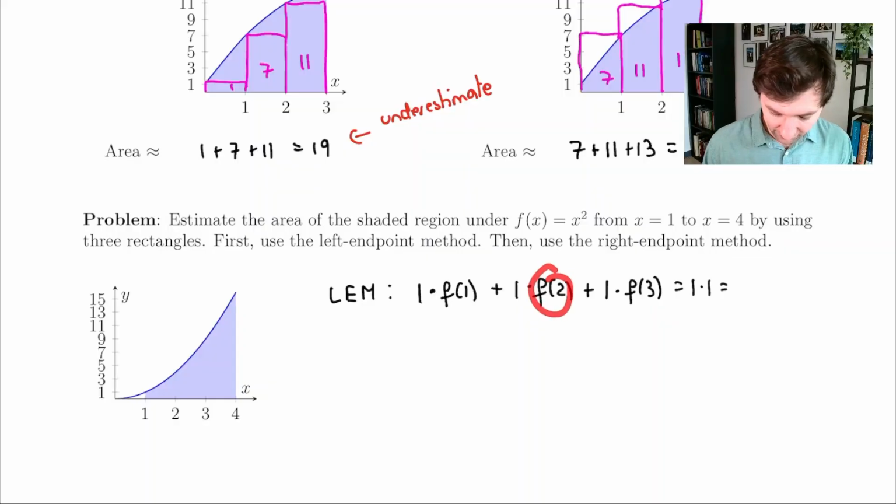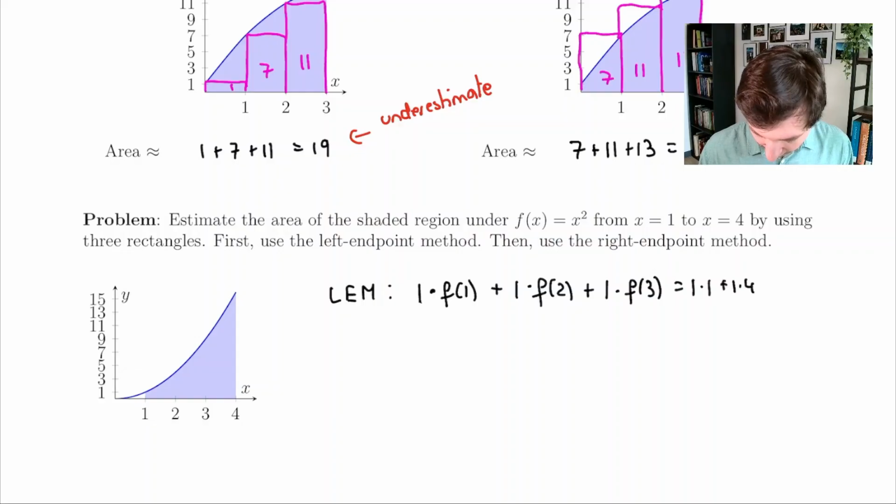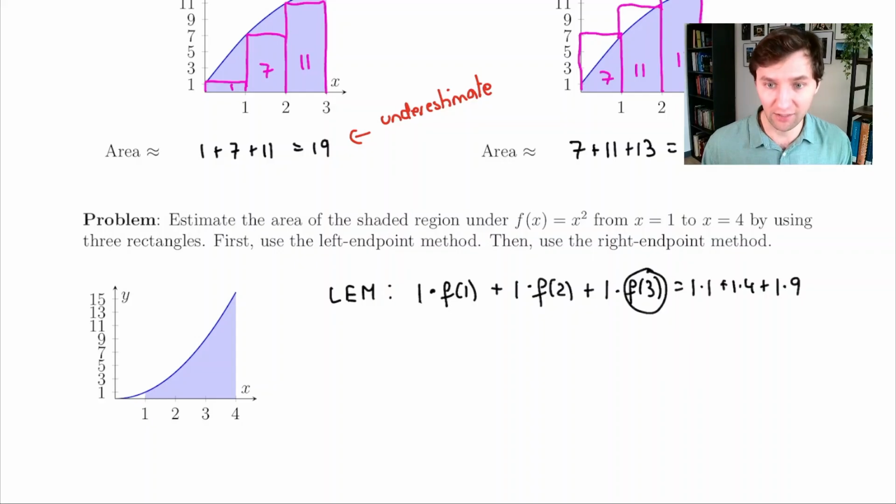f of 2 is 4 because 2 squared is 4, which means I get 1 times 4. Finally, I get 1 times 9 because 3 squared is 9. Altogether, I get 1 plus 4 plus 9, that is 14. The left-endpoint method gives me an approximation equal to 14.